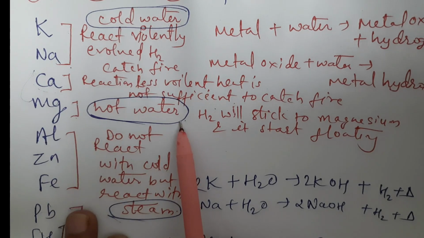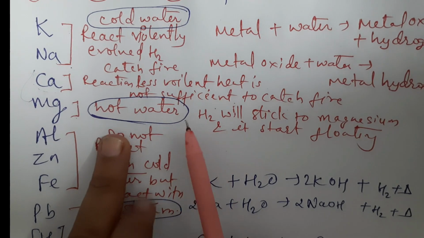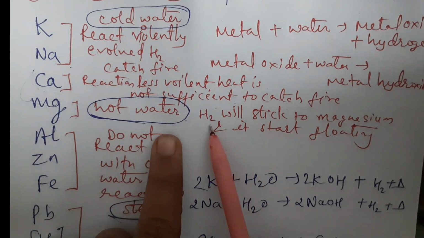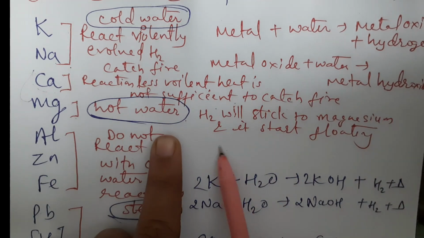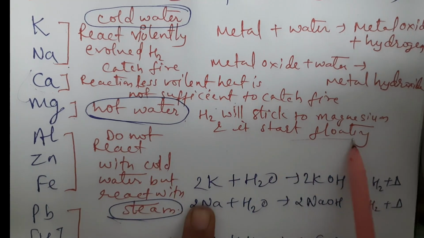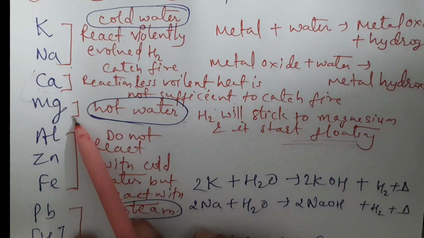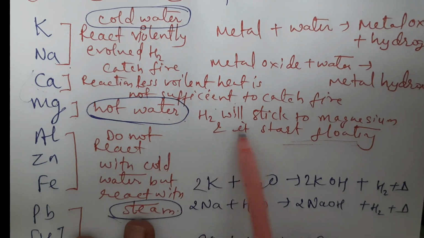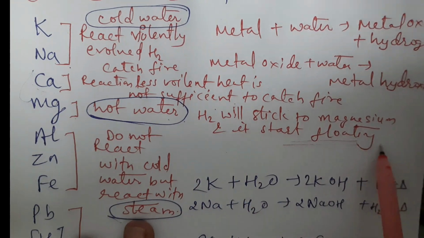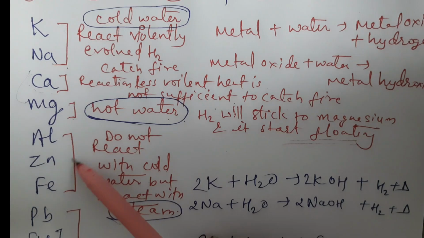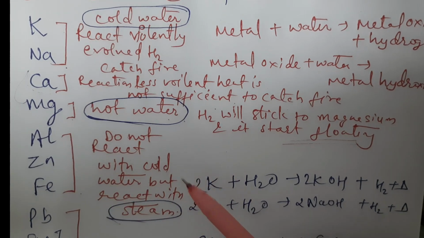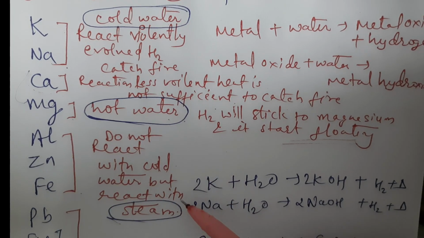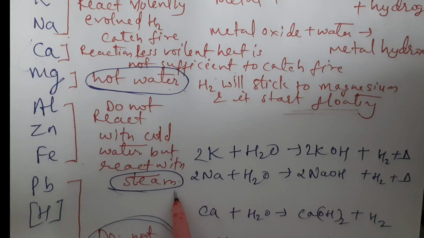Magnesium reacts with hot water and it also liberates hydrogen. Hydrogen will stick to magnesium and it starts floating. This is also one of the unique properties. When magnesium reacts with hot water, it liberates hydrogen which sticks to magnesium and starts floating. Aluminium, zinc and iron do not react with cold water or hot water, but they react with steam.